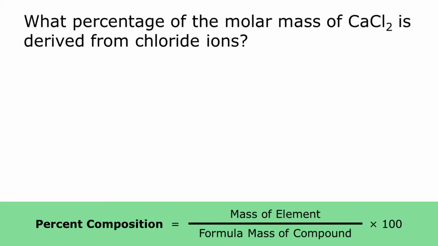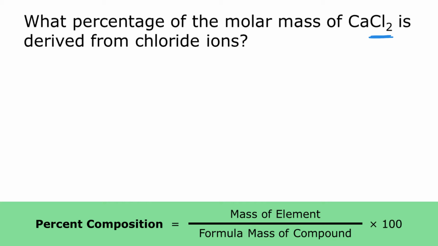All right, so here's our first percent composition problem. It asks what percentage of the molar mass of calcium chloride is derived from chloride ions. So you can see we have our formula for percent composition here at the bottom. It's not on your formula chart, so I've put it on this slide here. And it tells us that we need the mass of the element divided by the formula mass of the compound times 100.